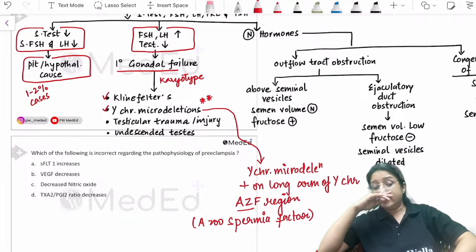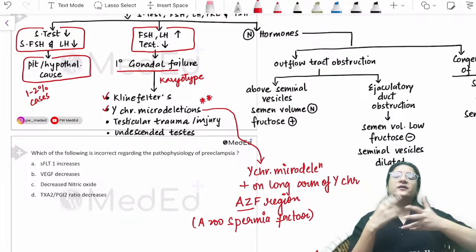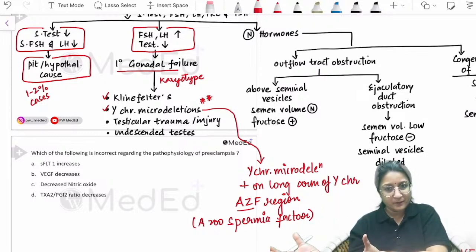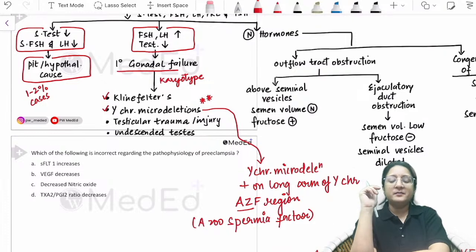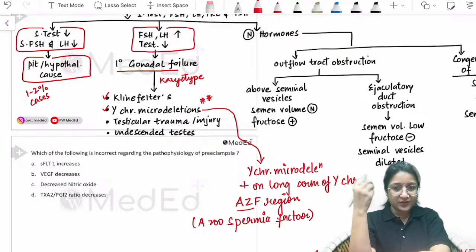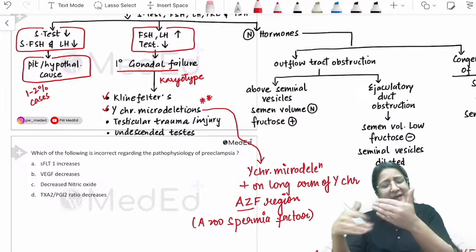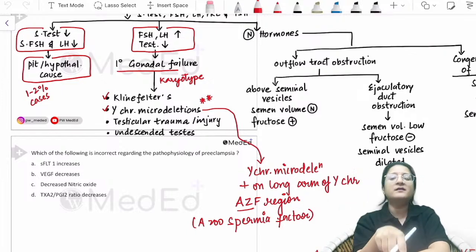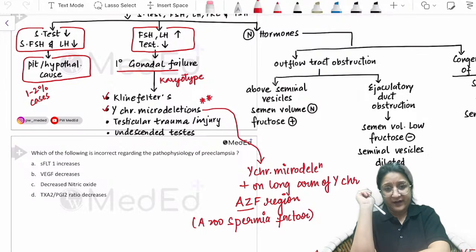The other importance of Y chromosome microdeletions is that they get transmitted from the male to the male offspring. If a man with Y chromosome microdeletions wants to go for IVF using his own sperm, we need to explain to him that these microdeletions get transmitted across generations. If he has a male fetus, his male offspring will also have the Y chromosome microdeletion. So this needs to be counseled, and that is why this is important information.